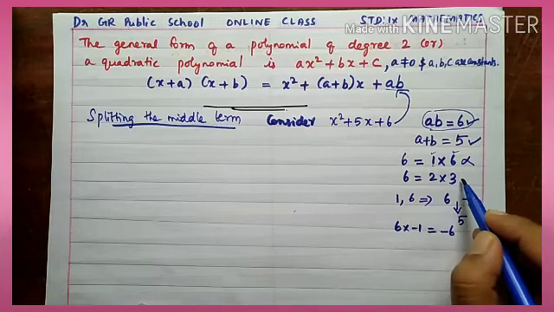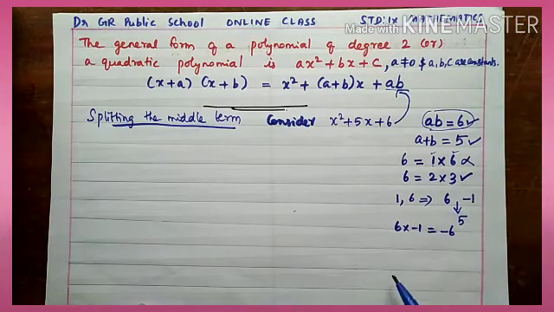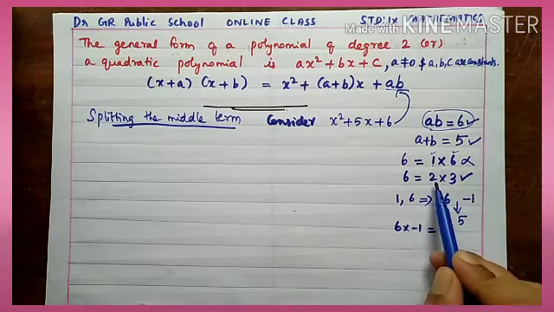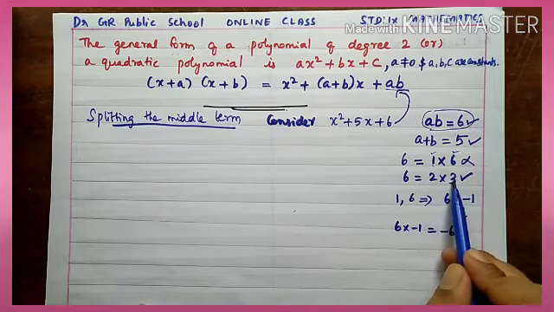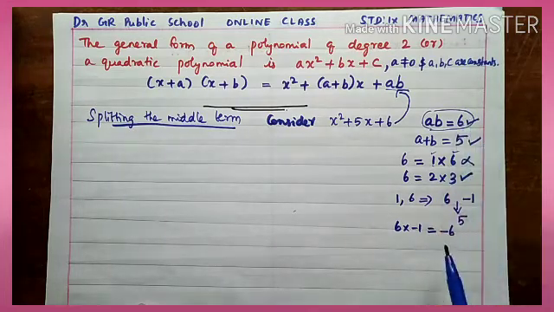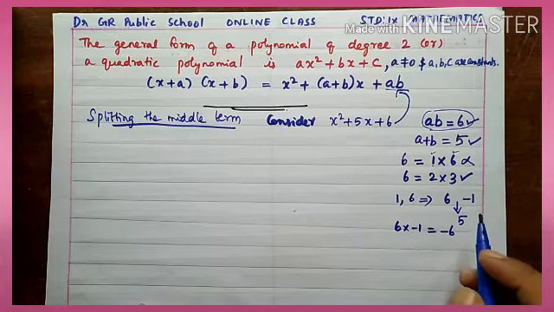So now take the second one, 2 into 3. Can you form this 2 and 3 for getting the sum 5 and getting the product 6?